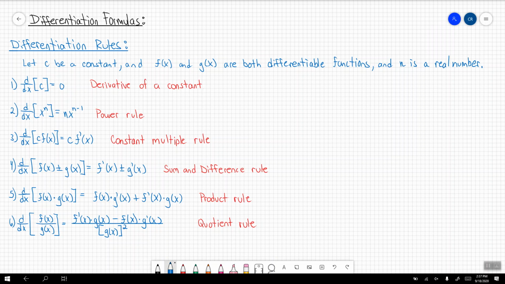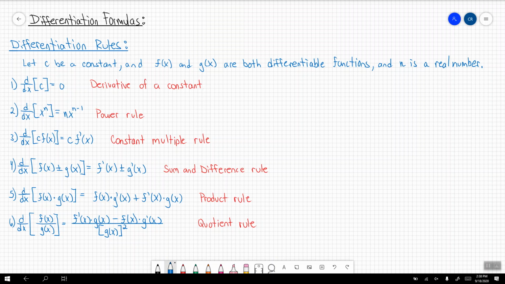Number 5 and number 6, these are some of the more crucial, important differentiation formulas that we will need. And these formulas will have to be ingrained in you as you proceed through the rest of your calculus coursework. Not only in this class, but in Calc 2, in Calc 3, in differential equations, in linear algebra, and anything above that, you will need these differentiation rules to be in your mind at all times.